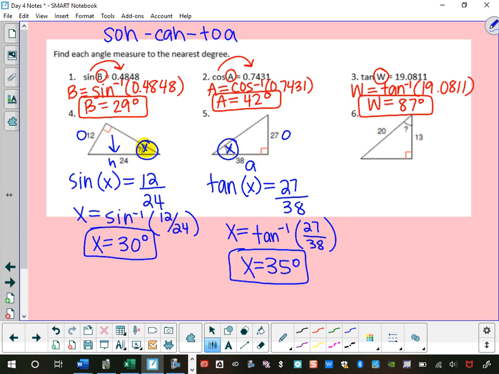All right, number 6. This is the angle I'm starting with. I'm never going to start with the right angle. That right angle is just there. I don't really need it for these problems.